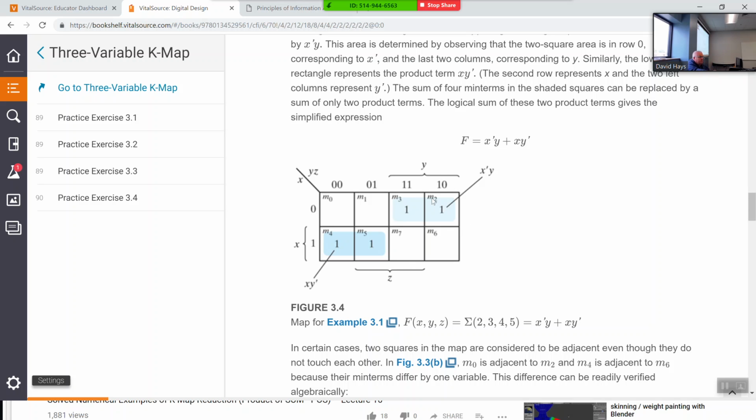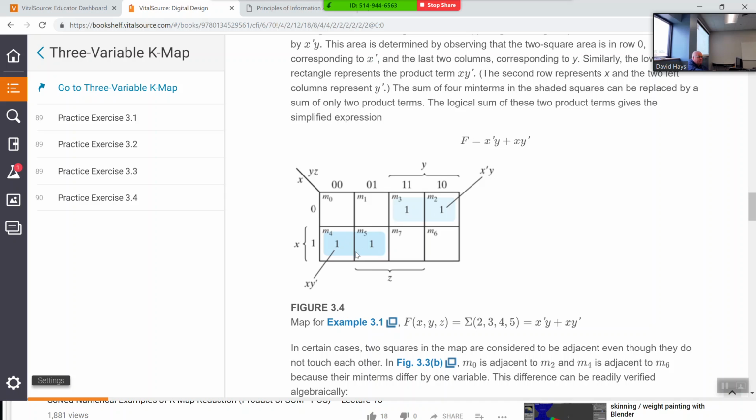Now, if I group these two together, well, they both have an x of 0. And remember, 0 means a complement. So that's an x complement. Now, if I look at this column and this column, M3 and M2, they both have the same first item, which is our y. The yz over here tells the order. So the y's are the same. They're both 1s, so that's why it's just y. Now, since the z's are different, here z is 1, and here z is 0. Since the z's are different, that's why that drops away.